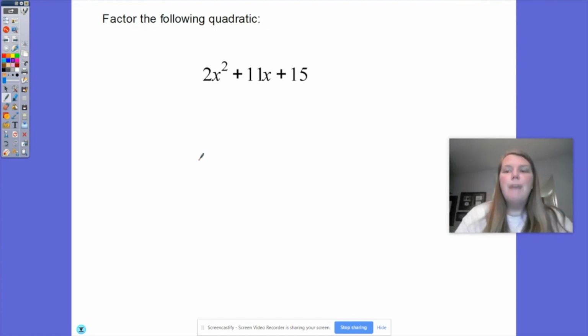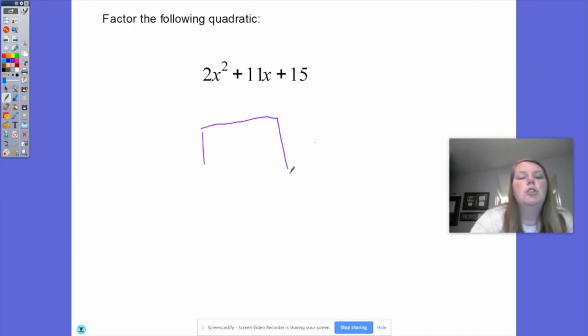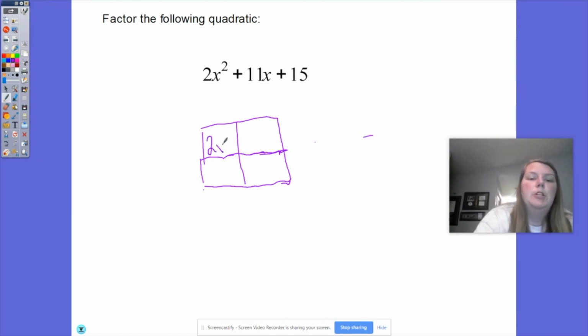So remember when we factor trinomials, or anything really, we talked about using the area model. So the first thing that I would do, so I'm going to factor 2x squared plus 11x plus 15, is draw my area model. So we want to have those 4 boxes. And remember in my area model, what goes in the top left box is the first term, the x squared term. So in this case it is 2x squared.